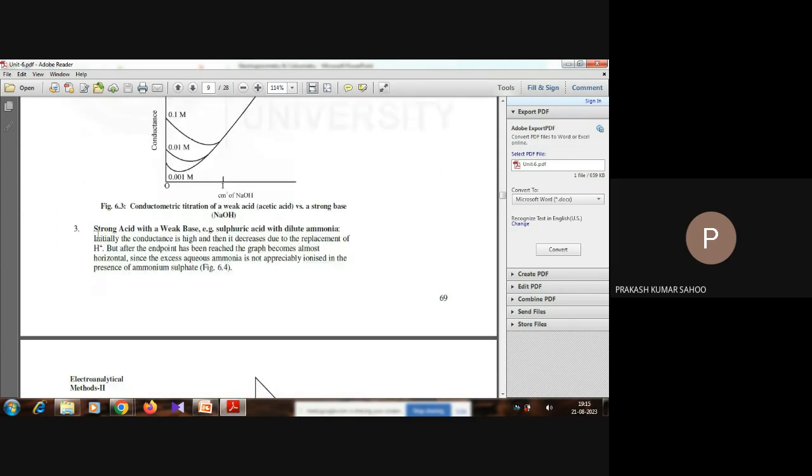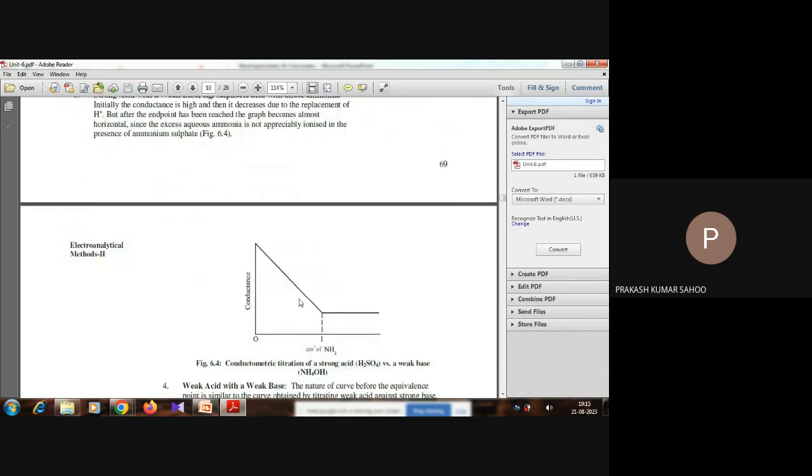Then strong acid with weak base. The strong acid gradually decreases, and as this is a weak base, the plot will remain parallel to the concentration of ammonia. It will not go up. It will remain parallel because this is a weak base.